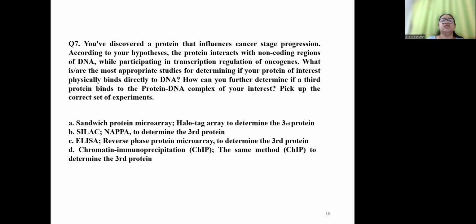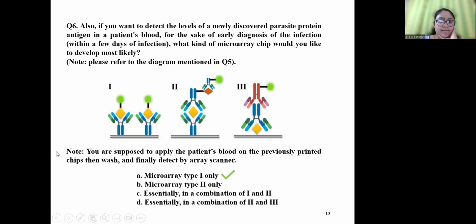Okay. So now just tell me, I will explain SILAC definitely. But somebody said A. So how can sandwich protein microarray, if we look into the picture, this is a sandwich microarray. How can they detect a third protein?